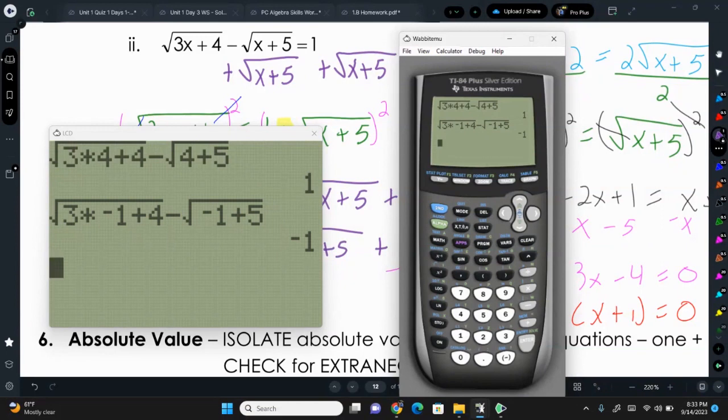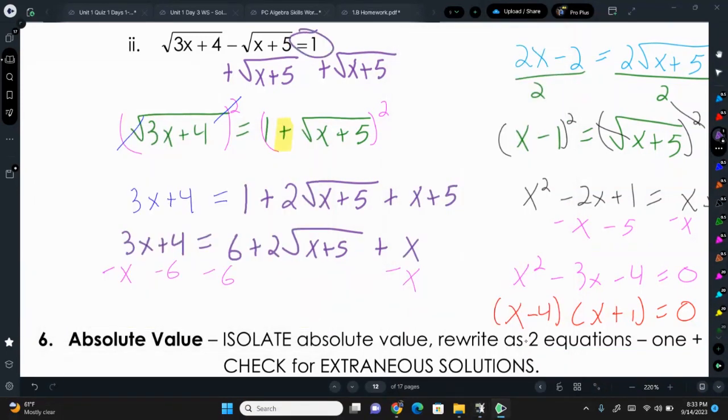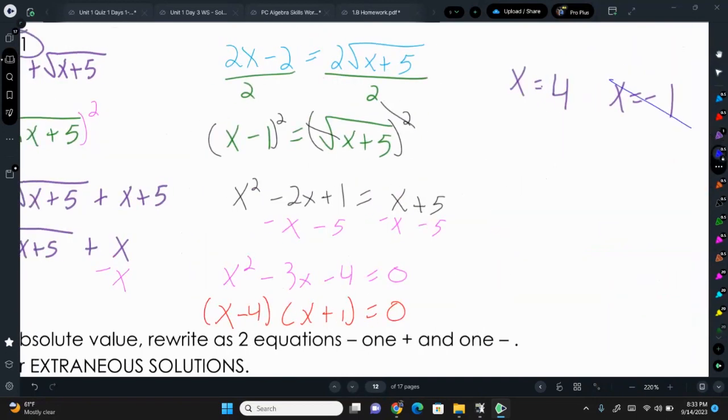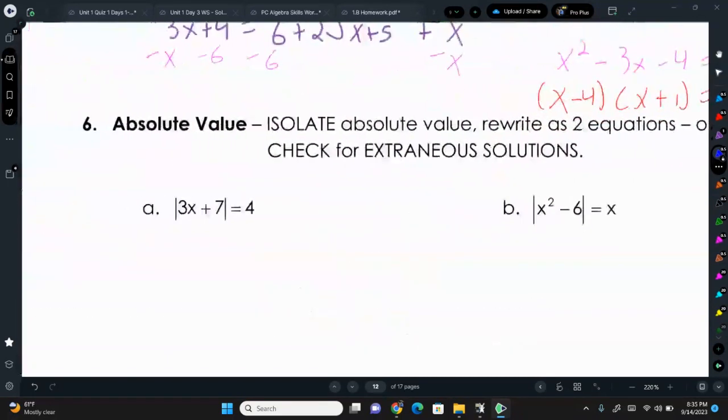Okay, well, we can't have that. That doesn't equal 1. So negative 1 is not a solution. X equals 4 is our only solution. All right, now absolute value equations.